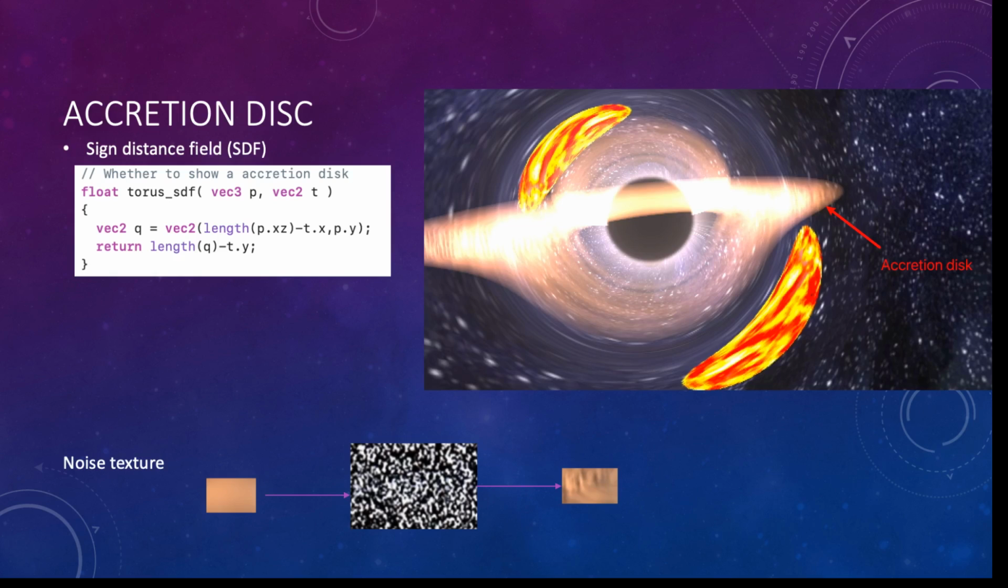And here comes the accretion disk. I realize it with a signed distance field, which is SDF. This function can help me to track the edge of the black hole and create a simulated accretion disk effect. Then I use a noise texture to make the simulated accretion disk more realistic.